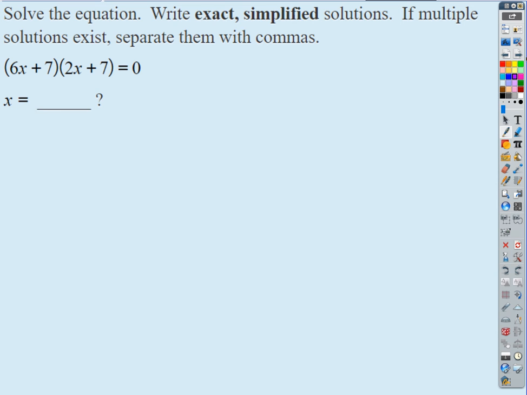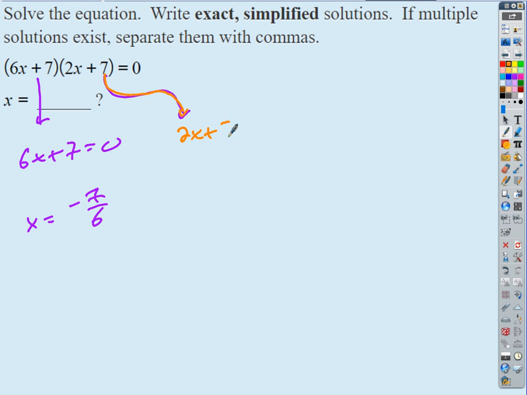So all I've got to do is set this guy equal to 0. What are the 2 steps to solve for x? Subtract 7, divide by 6, so I get x equals negative 7/6. So there's one solution. Or if I take the other one and set it equal to 0, I subtract 7 and divide by 2, right? And I get x equals negative 7/2. So those are my 2 solutions. Easy. They already factored it for you. Just set the factors equal to 0 and solve.